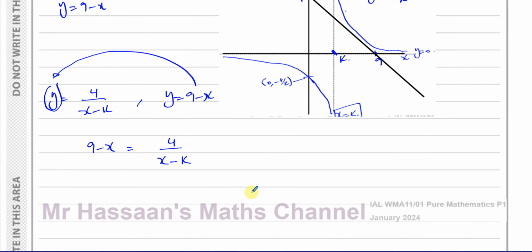So now we can solve this by multiplying both sides by x minus k. So we have 9 minus x times x minus k equals 4. When we expand this bracket, we're going to have 9x minus 9k minus x squared plus kx equals 4. So we have a quadratic.